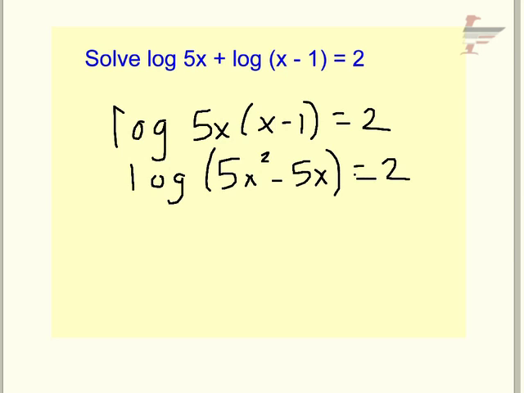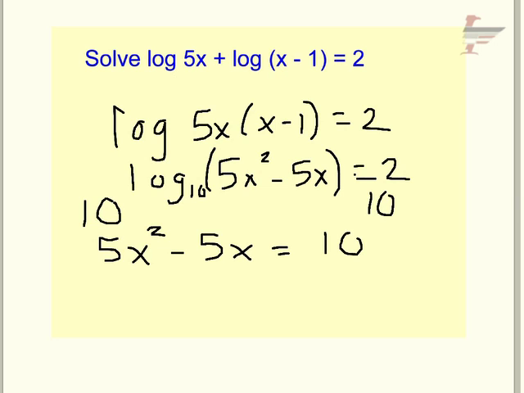The base of log is 10, so I'm going to exponentiate both sides by a power of 10. So if I raise both sides to a power of 10, then 10 raised to log base 10 cancels out to 5x squared minus 5x, and 10 squared is 100. And look at that, we have a quadratic.